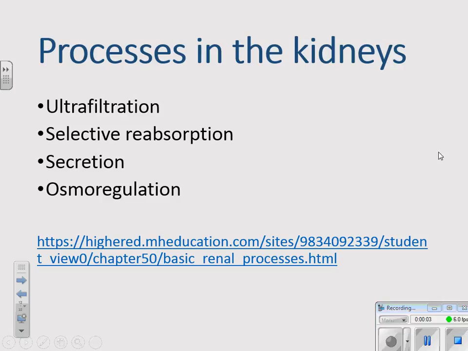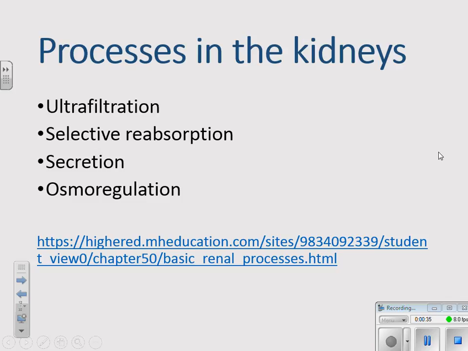Right, the next thing we need to get started on before break is to start looking at processes in the kidneys. And I'm going to give you this link here. Obviously, it's on the PowerPoint that's on Moodle anyway. But it's a really brilliant little summary of the whole process, and it's so simple. And it's on that McGraw-Hill higher education site. They've got loads of animations on there, and it's so simple.